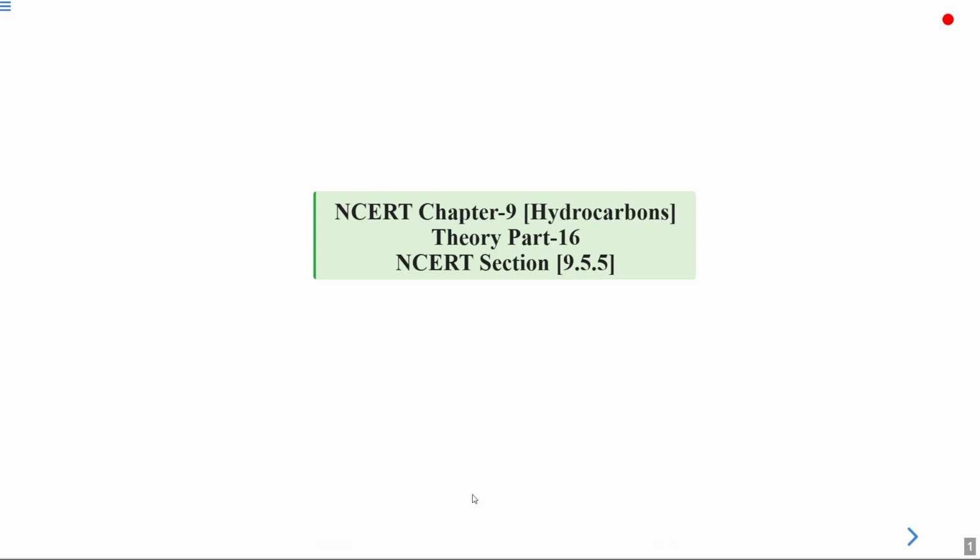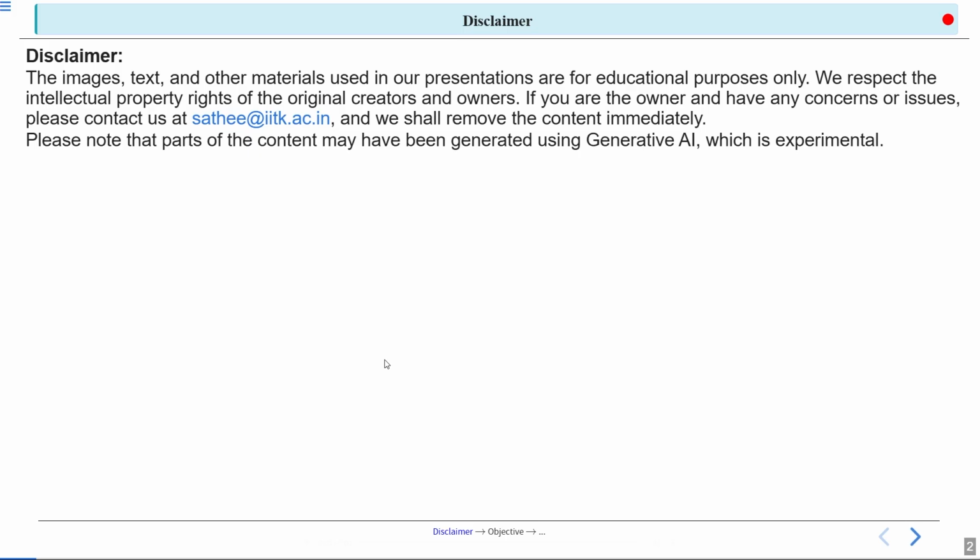Hello students, today we will explore chapter 9 hydrocarbons. So this is our theory part 16 and we will cover NCERT section 9.5.5 in it. So this is our disclaimer.